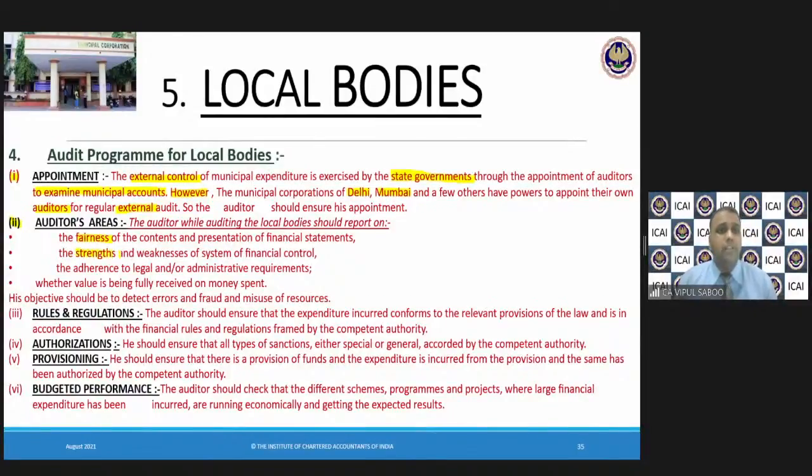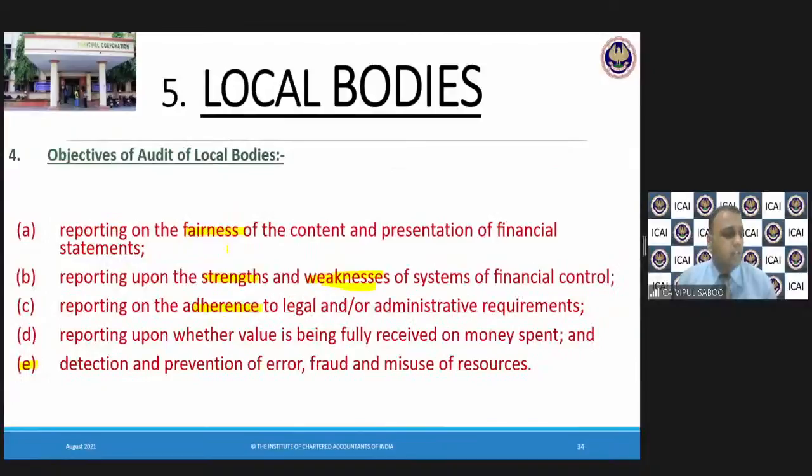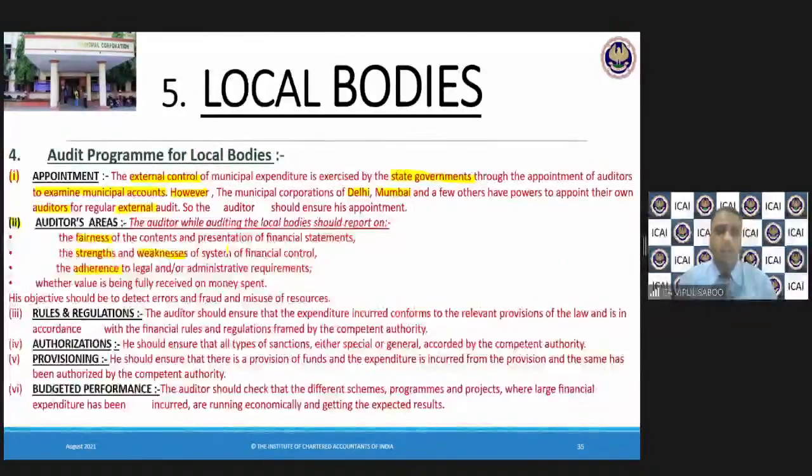The strengths and weaknesses, we have done it. The advantages of audit, the same. Adherence to legal, what we have done over here. See, objectives of audit of local bodies, right? It's the same over here. His objective should be to detect errors and fraud and misuse of resources. A grant was received or a fund was issued in the name of the municipal commissioner of your area to get a road constructed, to get a road repaired, to get street lights installed and fitted in your area.